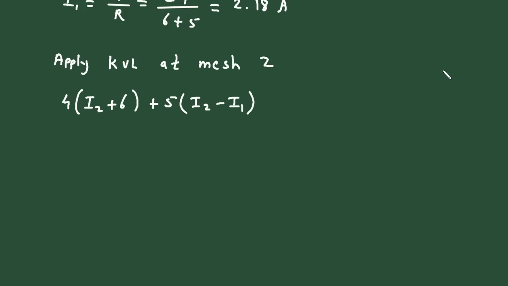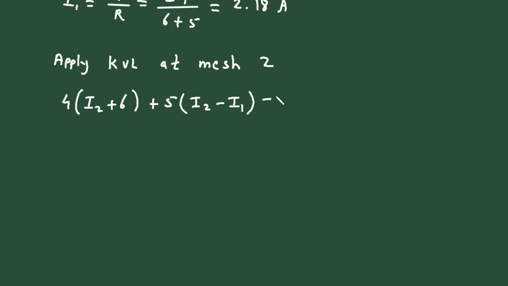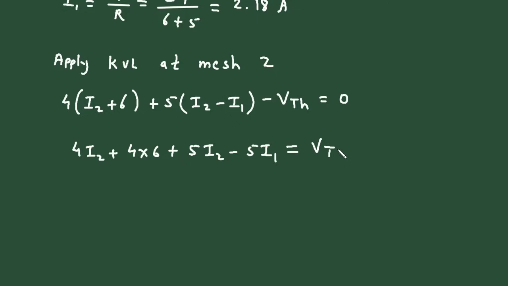I2 minus I1, then minus VTH is equal to 0. From this we can simplify: 4I2 plus 4 into 6, then plus 5I2 minus 5I1 is equal to VTH.